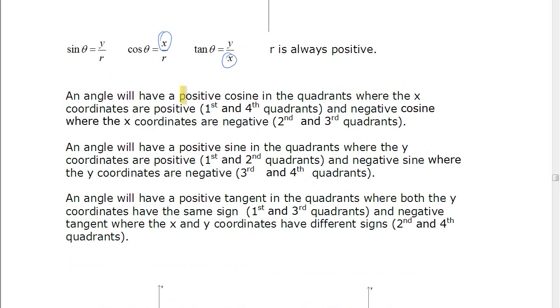An angle will have a positive cosine where x is positive. That's first and fourth quadrants. Negative when x is negative. We'll have a positive sine when y is positive, and that would be quadrants 1 and 2. And negative where y is negative. And tangent will be positive when the y and x coordinates have the same sign, and that's first and third quadrants, and negative when they have different signs.